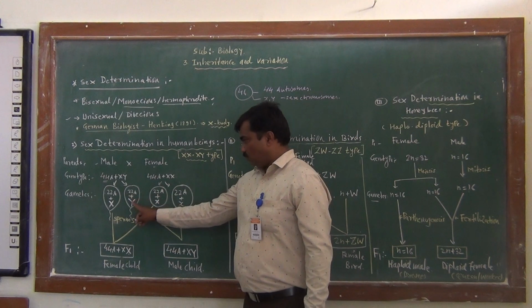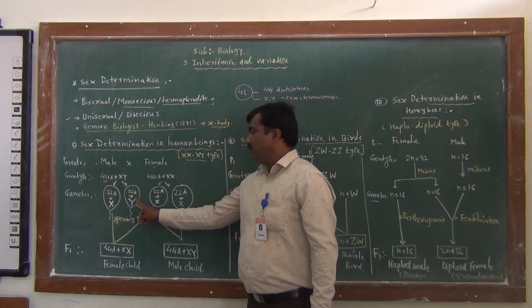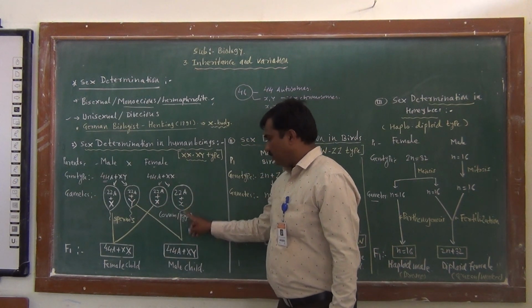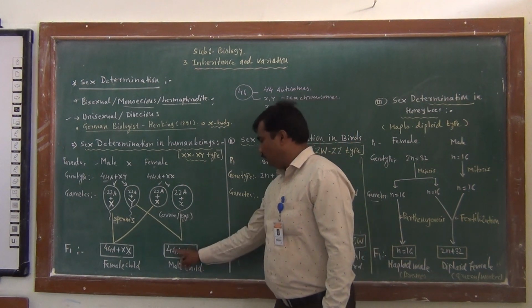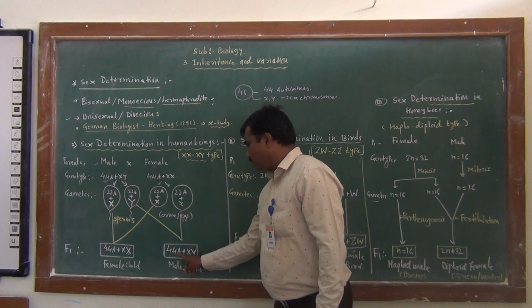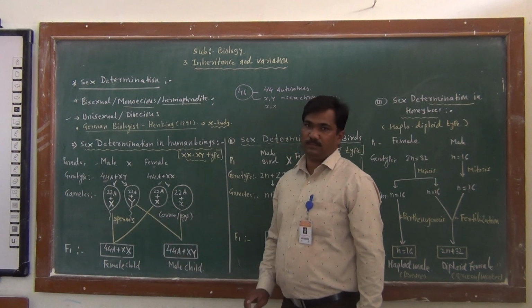Then if the Y chromosome containing sperm fertilizes the egg, then the male child is formed. So the genotype is 44 autosomes plus XY.